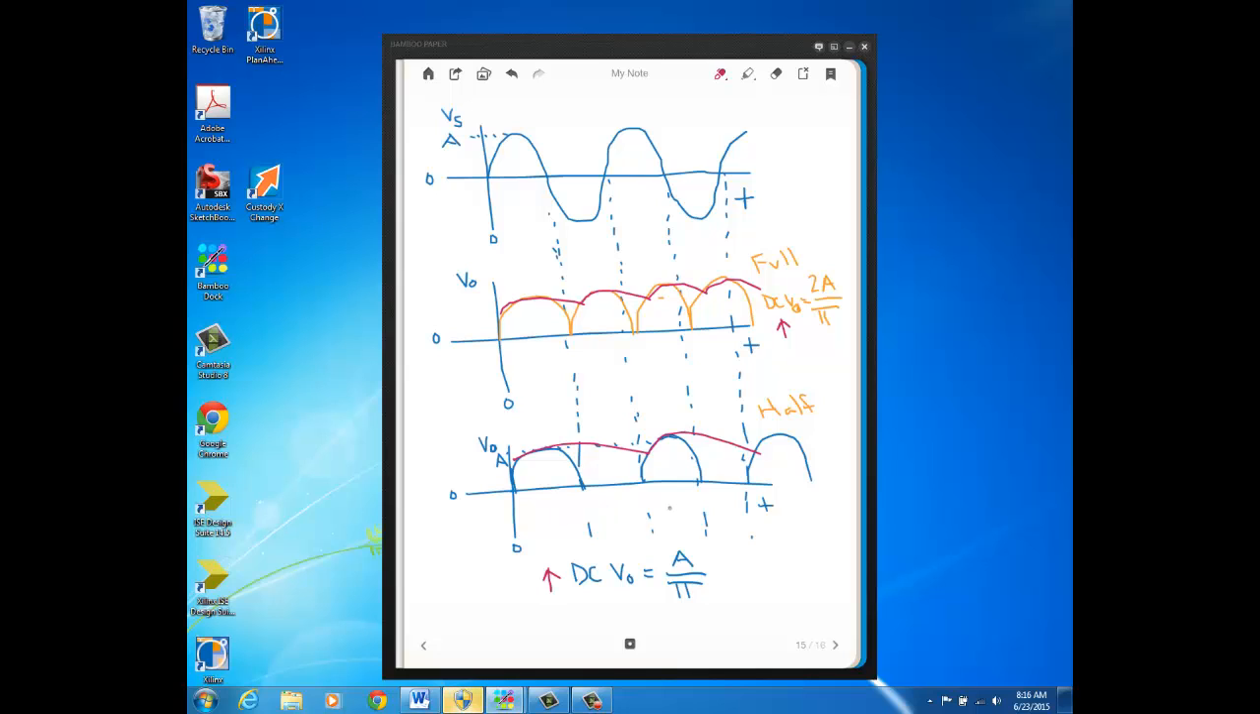Okay, well this finishes applications of diodes, and we're going to start into looking at the analysis of non-ideal diodes in the next lecture.